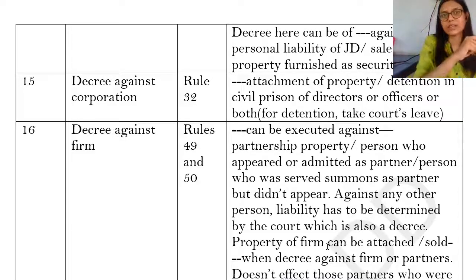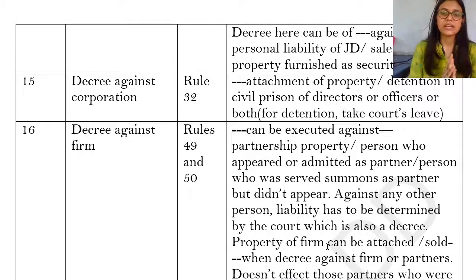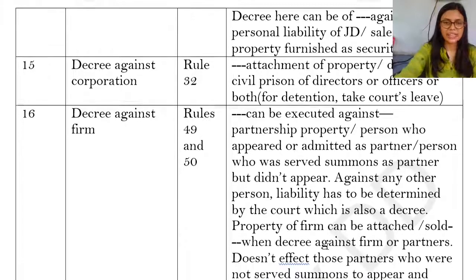You should remember suits against a partnership firm. There you'll see why I'm saying his liability as a partner should be proved first. And the property of a firm can be attached or sold when there is a decree against a firm or its partners, but it doesn't affect those partners who were not served summons to appear and answer.